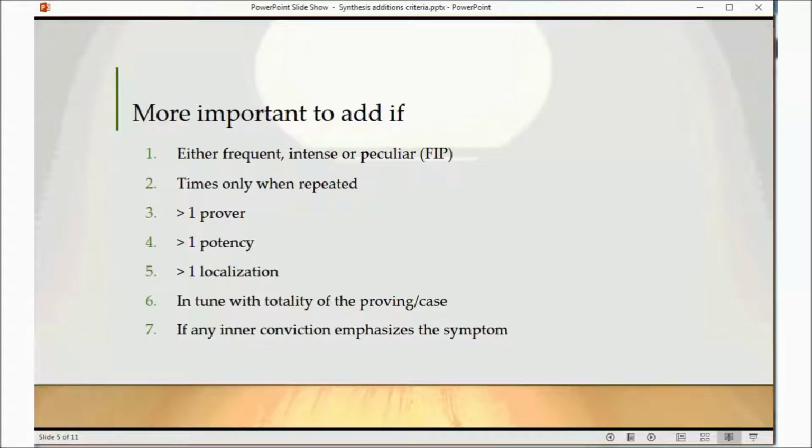Time is like almost a negative. Don't put too many times in the repertory because of a proving headache appearing at 11 a.m. No, it must be put when it's repeated, okay?